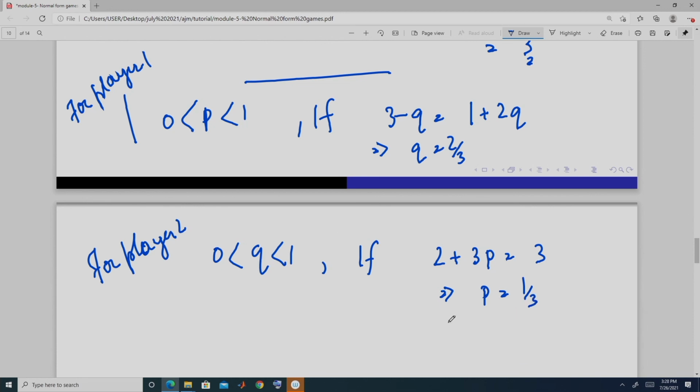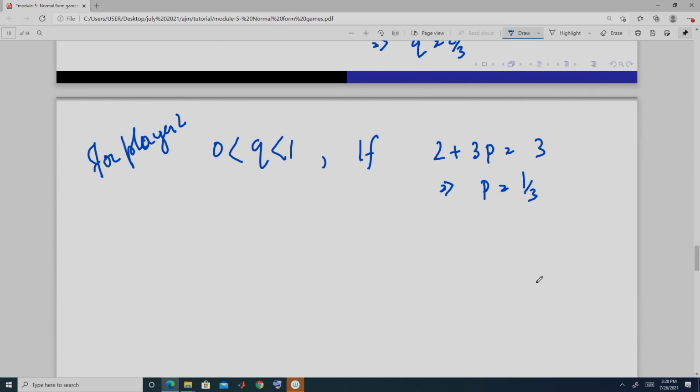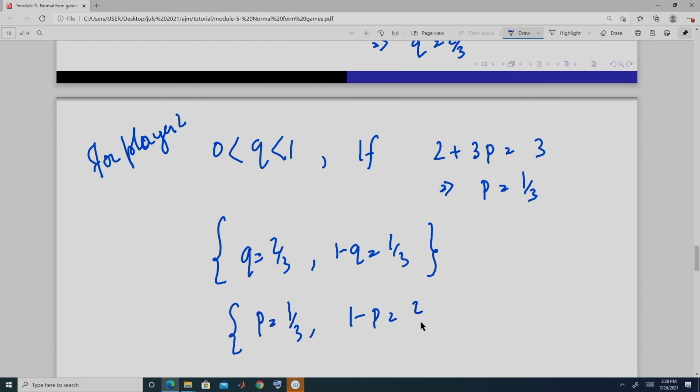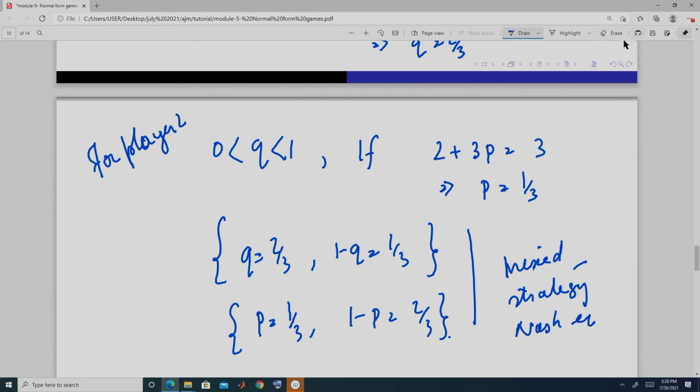So, this implies that q is equal to 2 by 3, 1 minus q is 1 by 3, when p is equal to 1 by 3 and 1 minus p is 2 by 3. Okay. And this is the mixed strategy Nash equilibrium. Okay. Thank you.